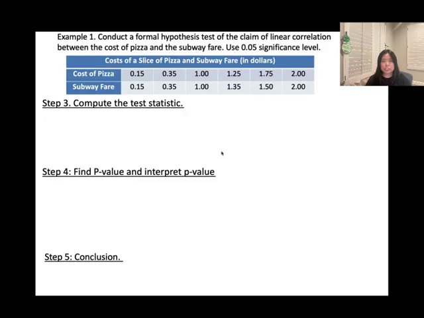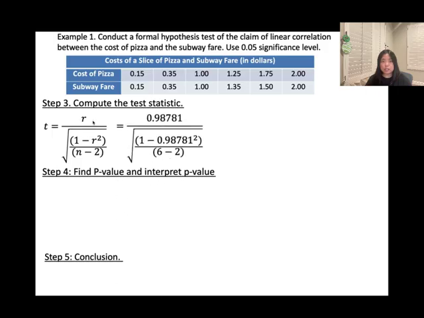Okay, step 3, compute the test statistic. We have this formula, and then we just plug in the r, right? I want you guys to try plugging in the r here, and then use your calculator to see what you're going to get. Okay, check your work. You should get 12.692.